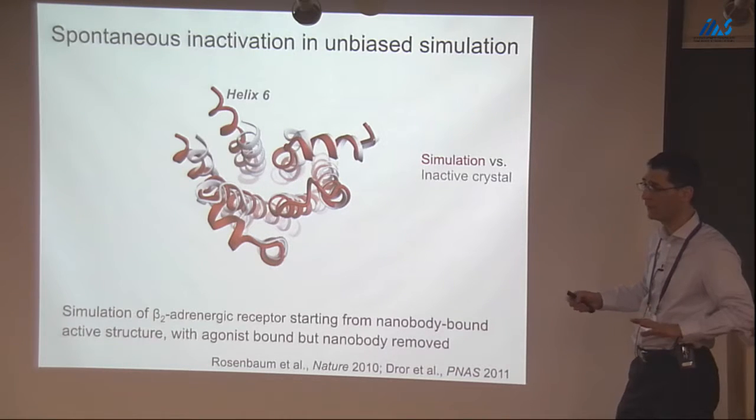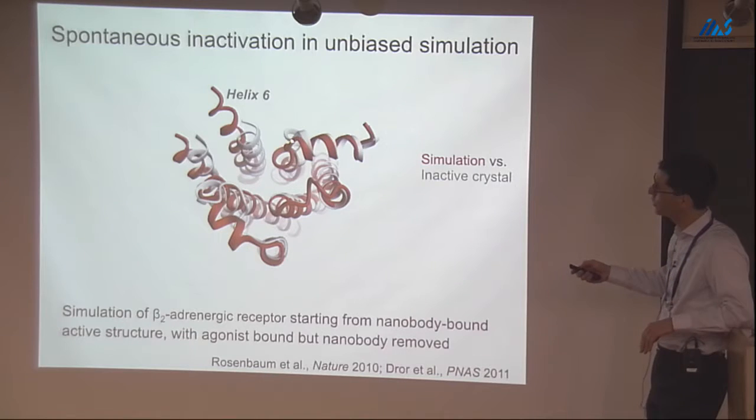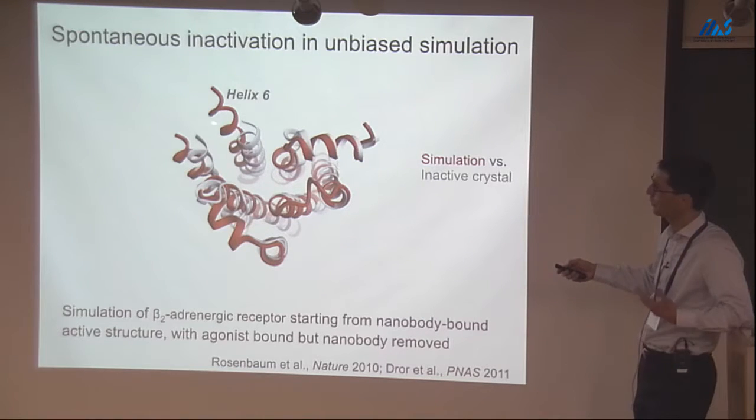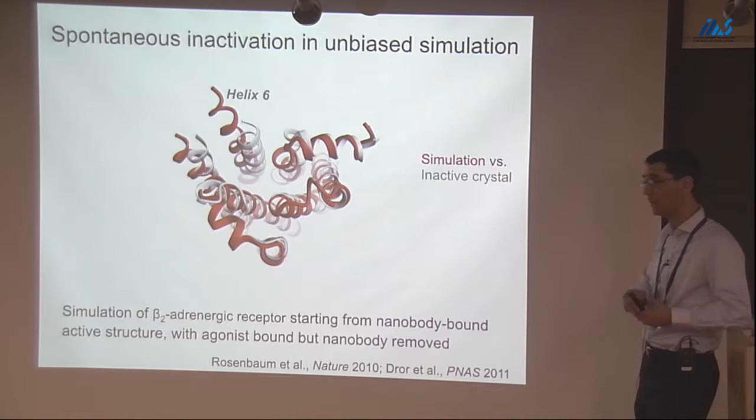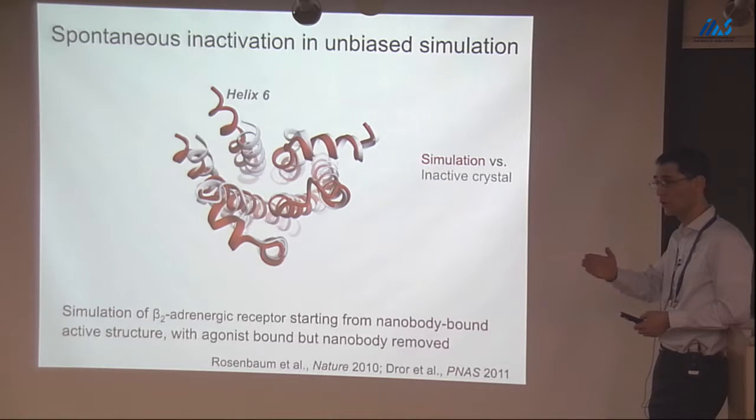Okay, and that one doesn't have the intracellular binding partner, the G protein mimetic. And in fact, it turns out in simulation, if we do simulations where we start with the structure that looks active, that is now on the basis of a lot of evidence believed to be the active structure, the red structure, we remove the nanobody, we remove the G protein mimetic that was bound on the intracellular side. Then what happens is that in simulation, we see spontaneous deactivation, the spontaneous transition from an active state to an inactive state, even though the agonist is present in the orthosteric binding site.